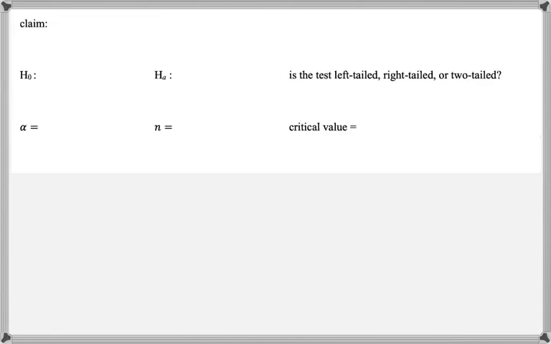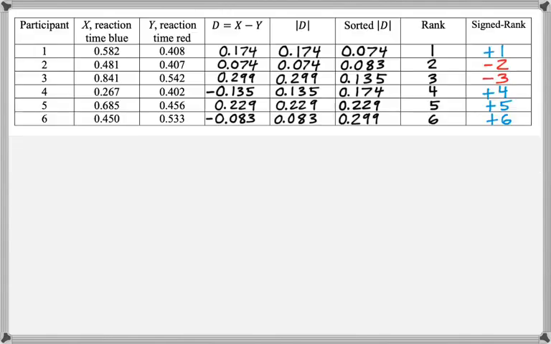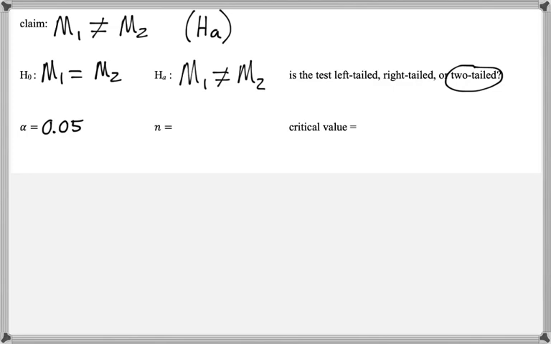So the claim is that median 1 is not equal to median 2. So this is the alternative hypothesis, which means this is a two-tailed test. And the null hypothesis is that median 1 is equal to median 2. Alpha is 0.05. N is the number of non-zero differences. And because none of them were 0, N is just 6.